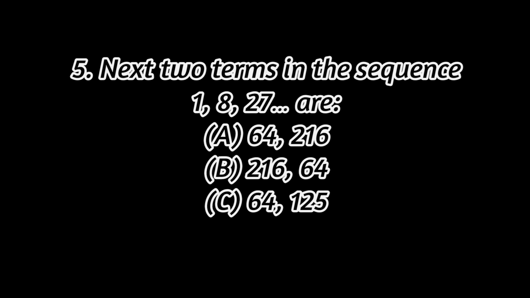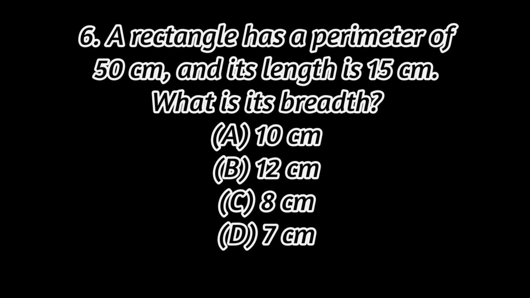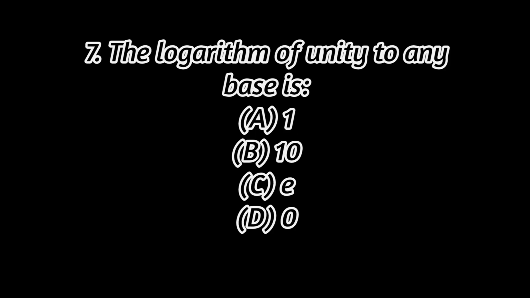Next two terms in the sequence 1, 8, 27, 64, 125. A rectangle has a perimeter of 50 centimeter and its length is 15 centimeter. What is its breadth? 10 centimeter. The logarithm of unity to any base is 0.